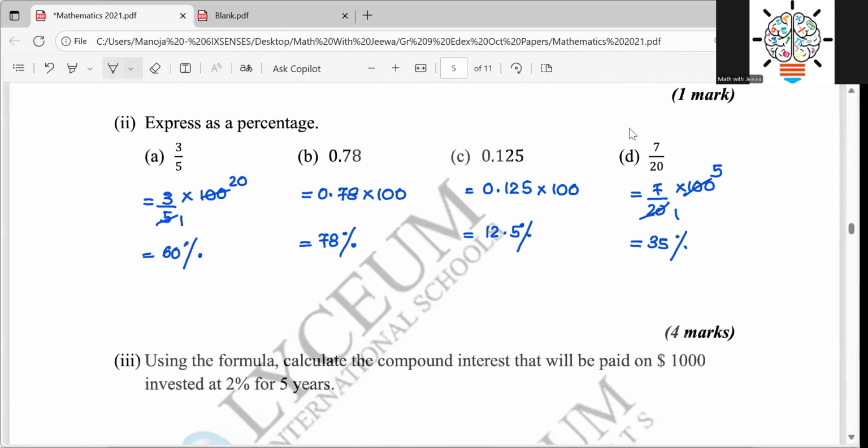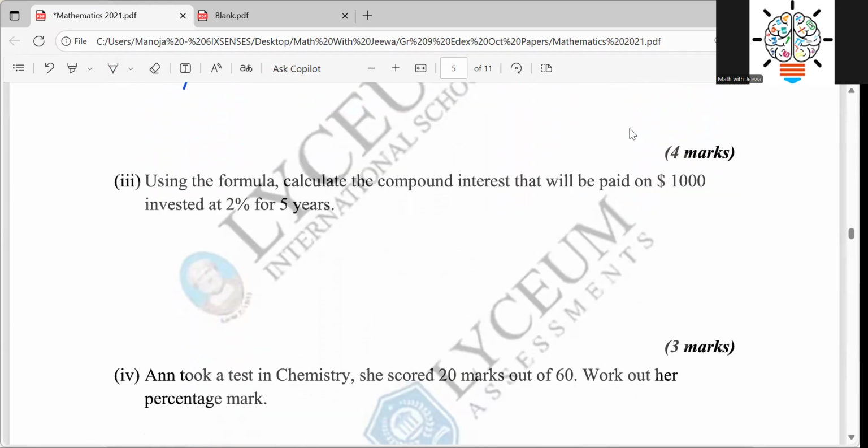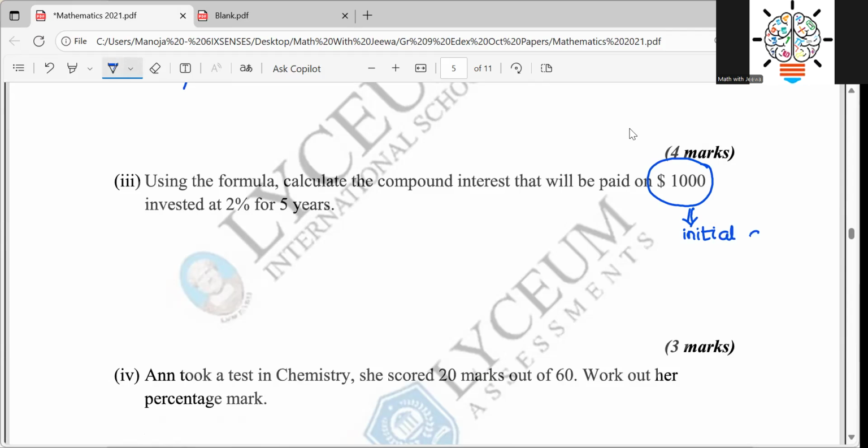Right, so then the next one, using the formula, calculate the compound interest that will be paid on 1,000 invested at 2% for 5 years. Now, children, here, first of all, you want to understand, so this is the initial amount, right? So when you are reading the question, you want to understand, so this is the initial amount, right? Initial amount.